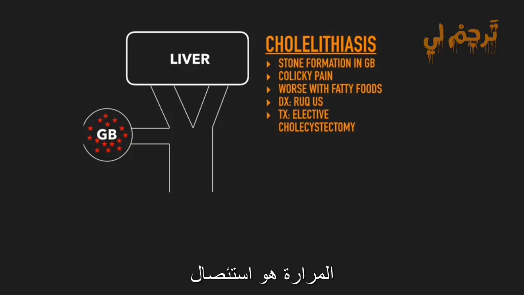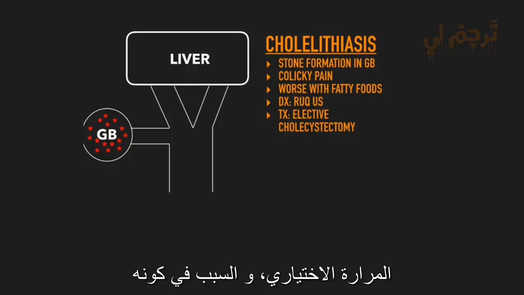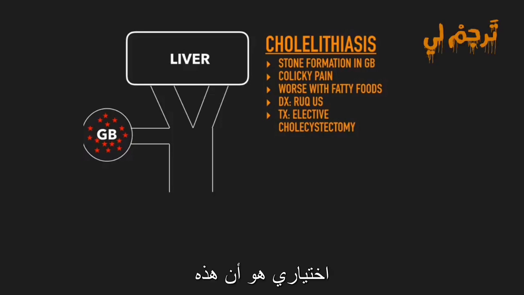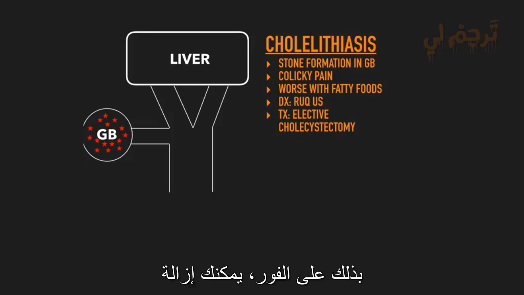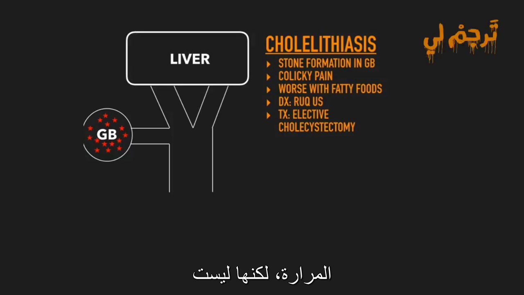The treatment for cholelithiasis is elective cholecystectomy. Now, the reason that elective is in there is because that word's important. You don't have to do this right away. You can take out that gallbladder, but it's not an emergent procedure. The gallbladder coming out really depends on the symptoms of the patient, and that's the bottom line.